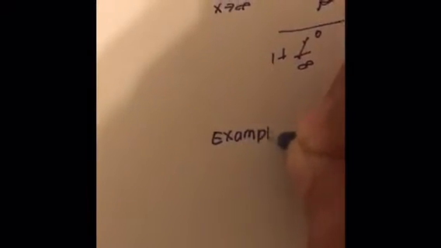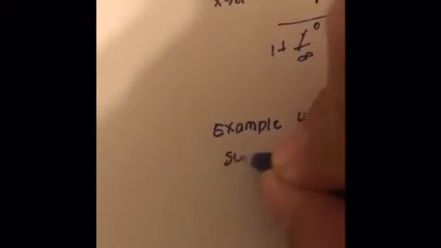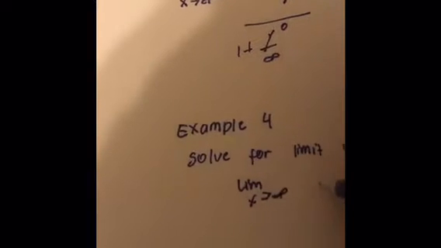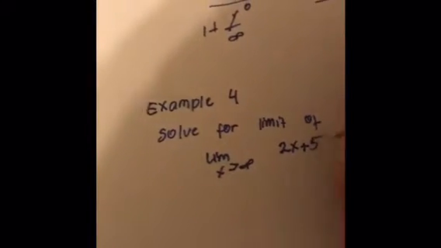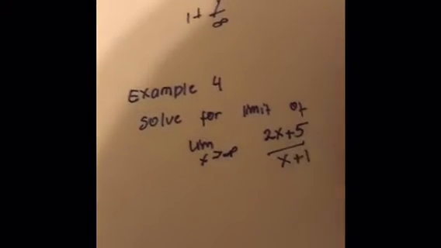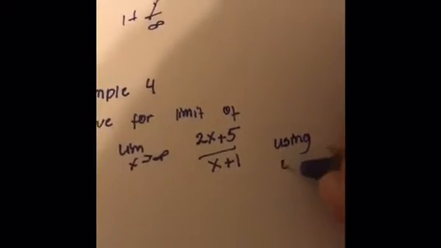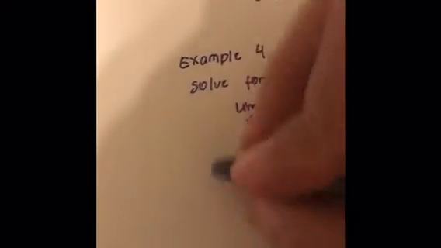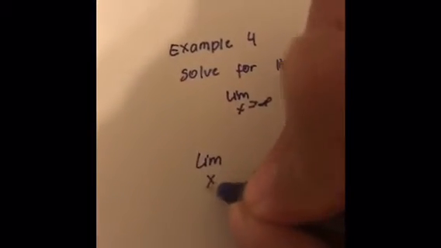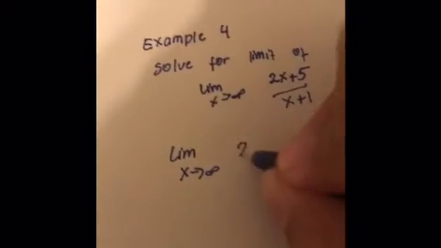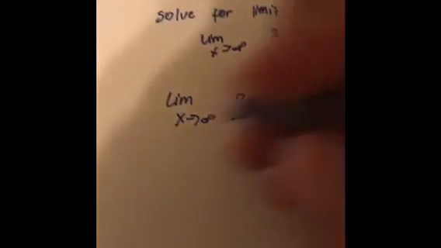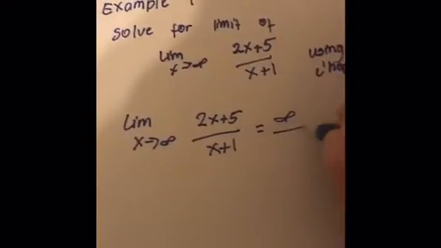So we'll just call it example 4. Solve for the limit as x approaches infinity of 2x plus 5 over x plus 1 using L'Hopital's rule. Okay, so in this case, let's write it down again. Remember, use your proper annotations or you're going to get marked off. Learned that the hard way with Miss Biza. Thanks for teaching me. Okay, anyways, if we would plug this in, we would get infinity over infinity.